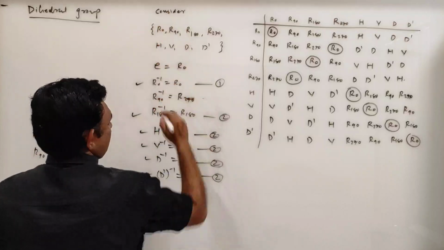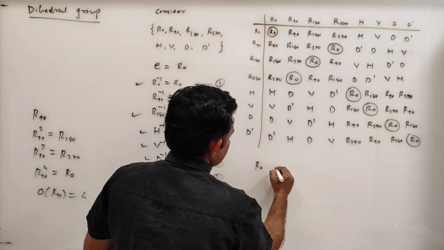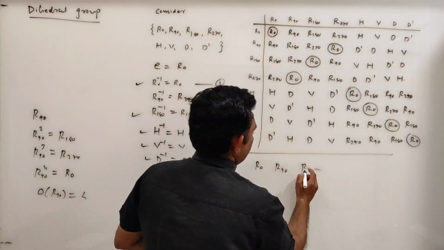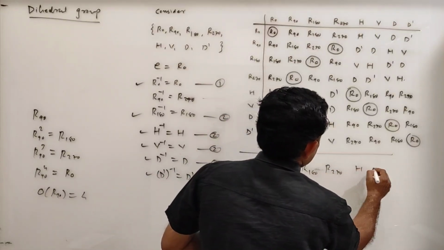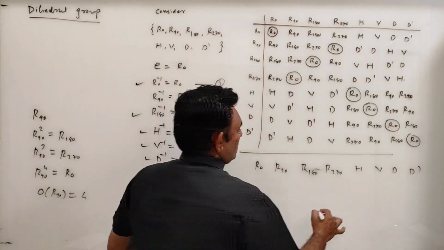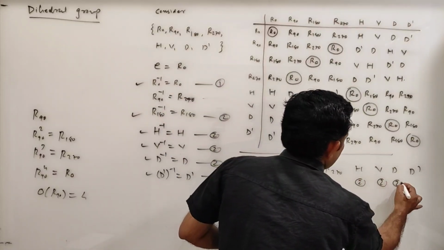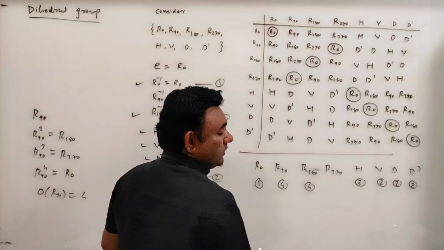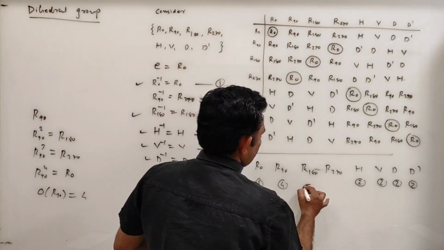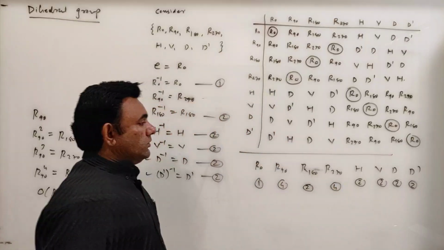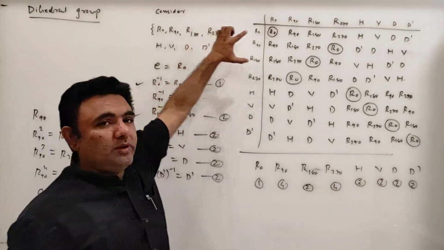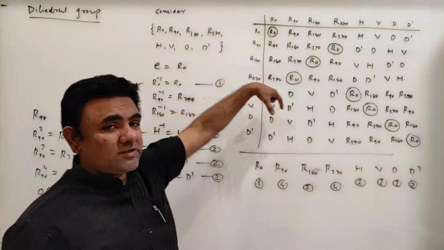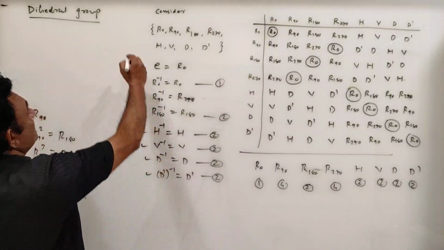So if I just list R0, R90, R180, R270, H, V, D and D dash: the order of R0 is 1, R90 order is 4, R180 order is 2, and R270 order is 4, and the rest have order 2. तो ये जो मेरा group है, ये group बन गया, क्योंकि हर एक element का inverse मिल रहा है, identity है, it is closed under the operation and it is associative, so it is a group. So let me give a name to this group.